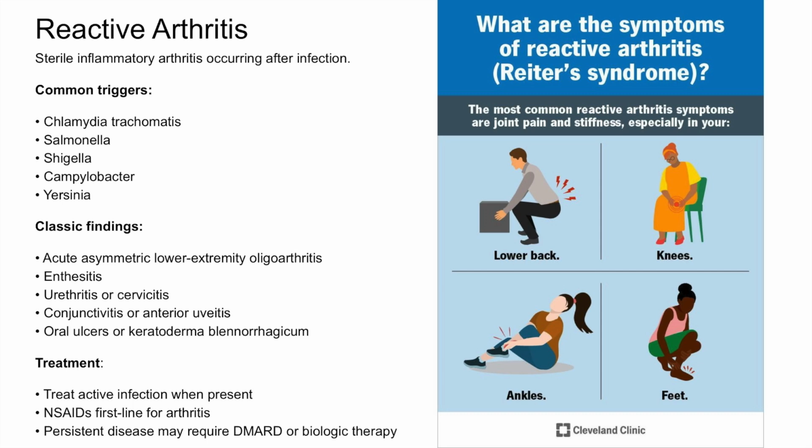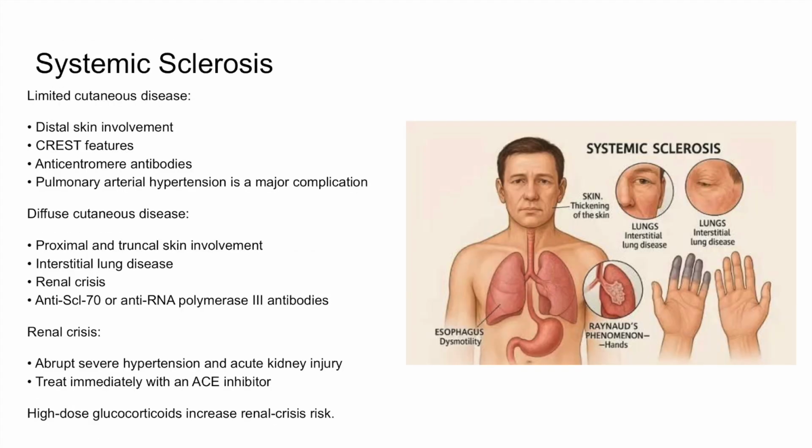Any active infection should be treated, although antibiotics do not reliably reverse arthritis that is already established after an enteric infection. So NSAIDs are first line with DMARDs or biologic therapy reserved for persistent disease. Systemic sclerosis combines autoimmune vascular injury with progressive fibrosis. So limited cutaneous disease mainly affects the distal extremities and is associated with CREST features, anti-centromere antibodies, and pulmonary arterial hypertension. Diffuse disease extends proximally onto the limbs and trunk and carries greater risks of interstitial lung disease and scleroderma renal crisis.